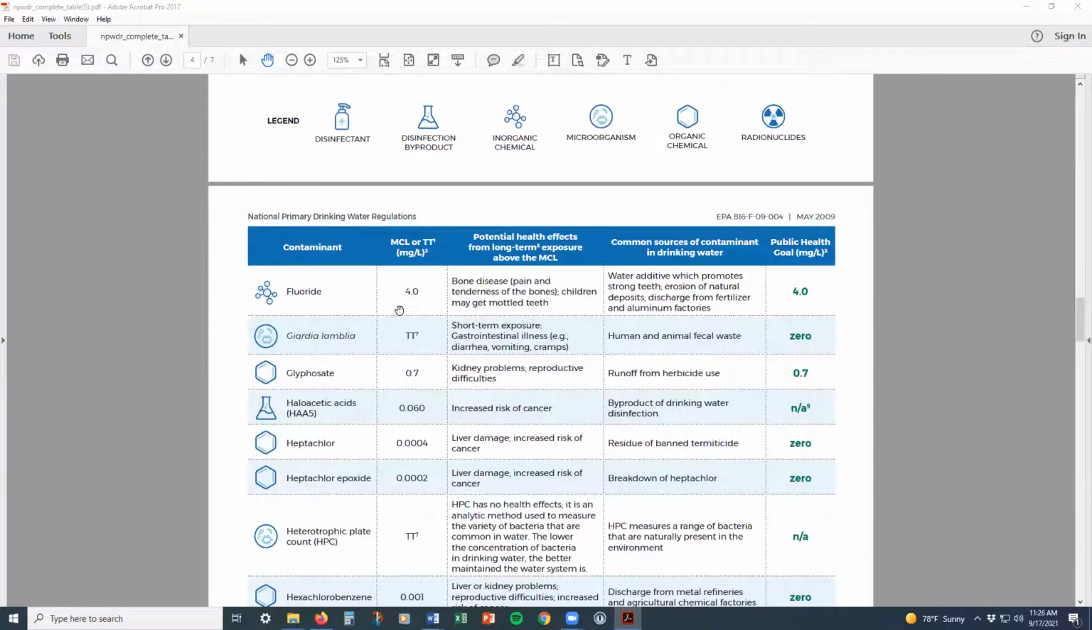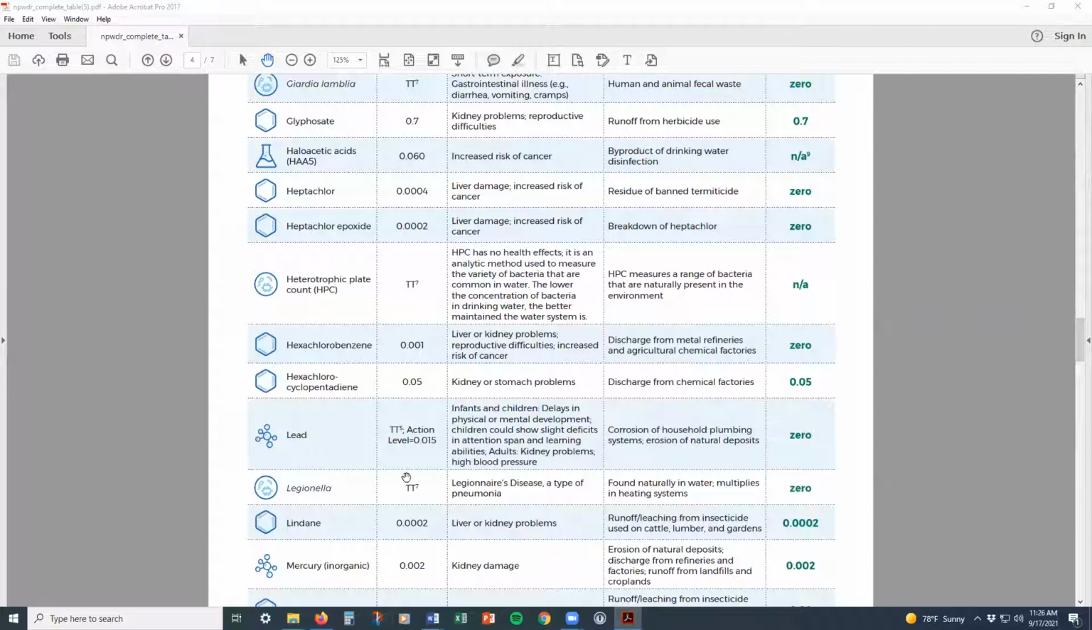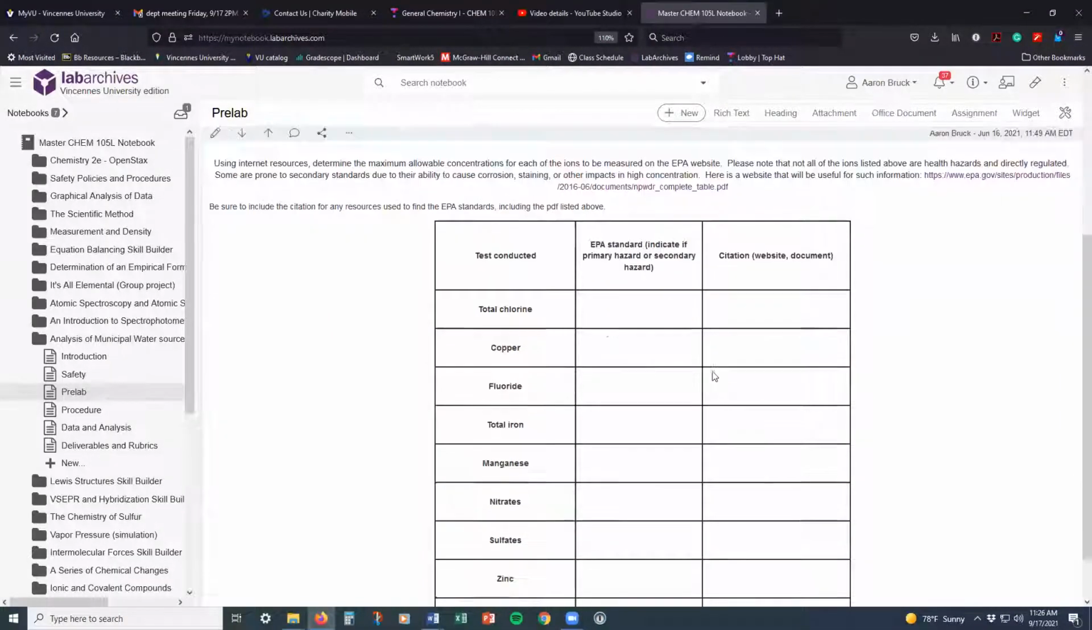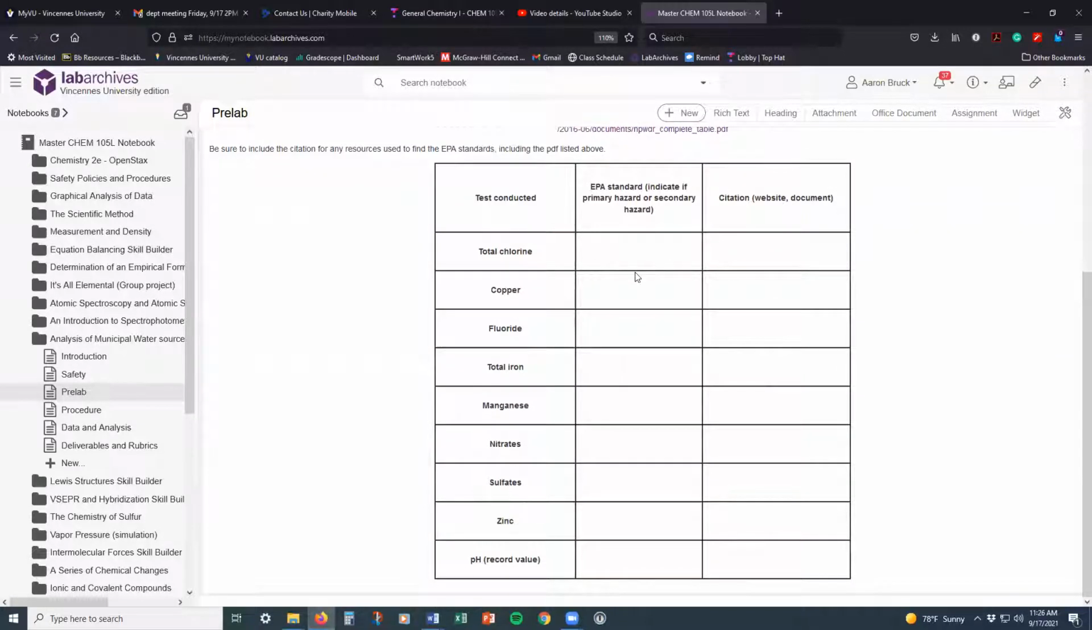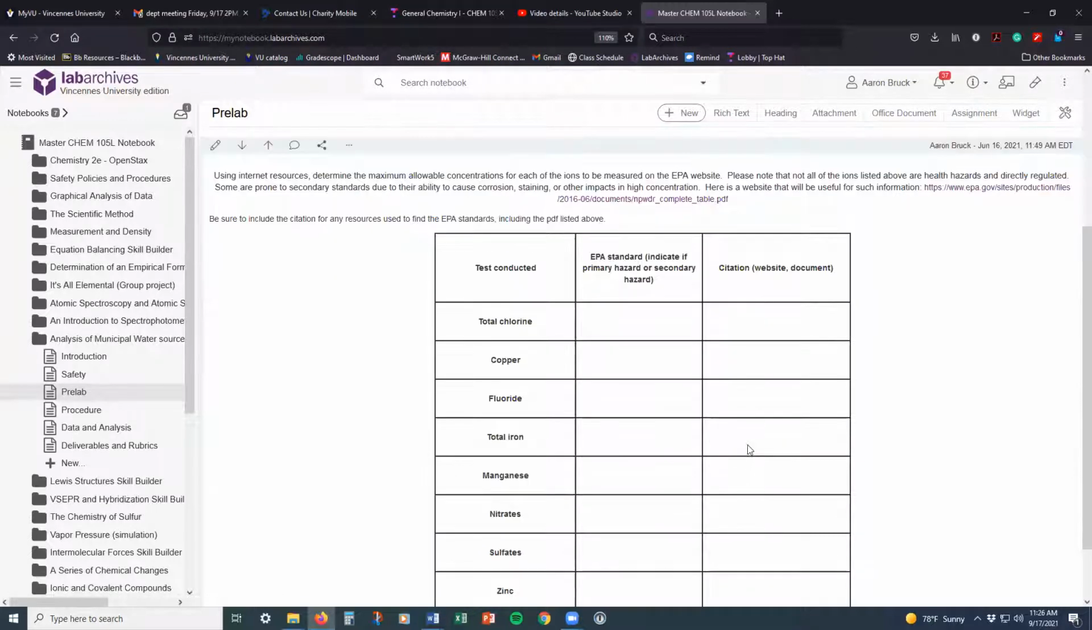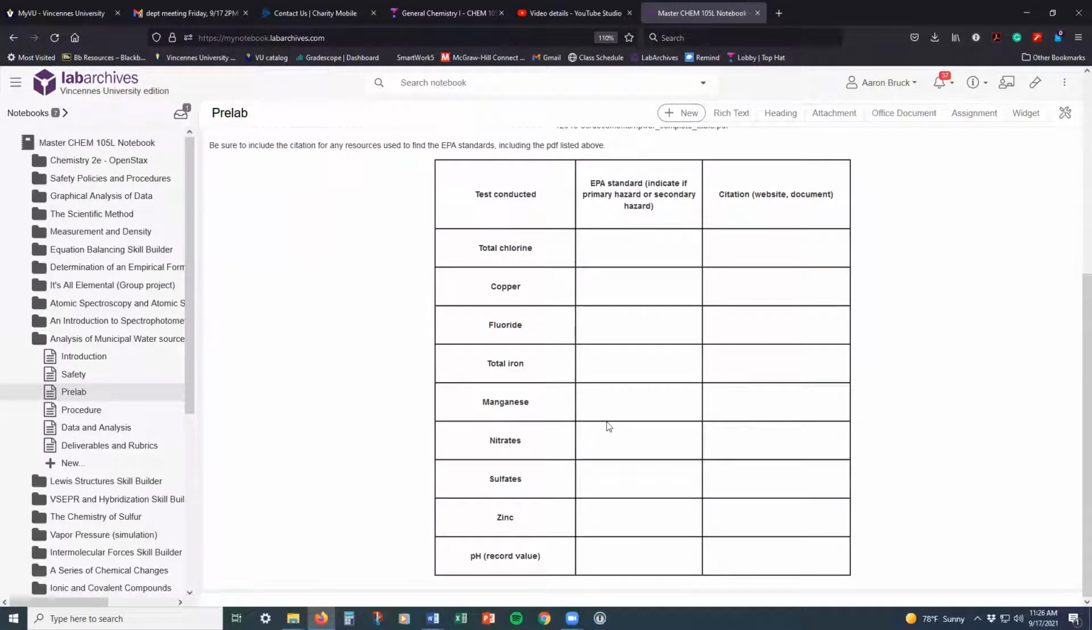Scrolling down, fluoride, it's 4 parts per million. Lead, iron. So you can get everything out of this particular table. That's what you're trying to do here. And so all you need to do for the pre-lab is put in the standards, whether they are primary or secondary, and give a citation. And the citation, you should be able to find all of them in this table. So give this website and cite it as properly as you can.